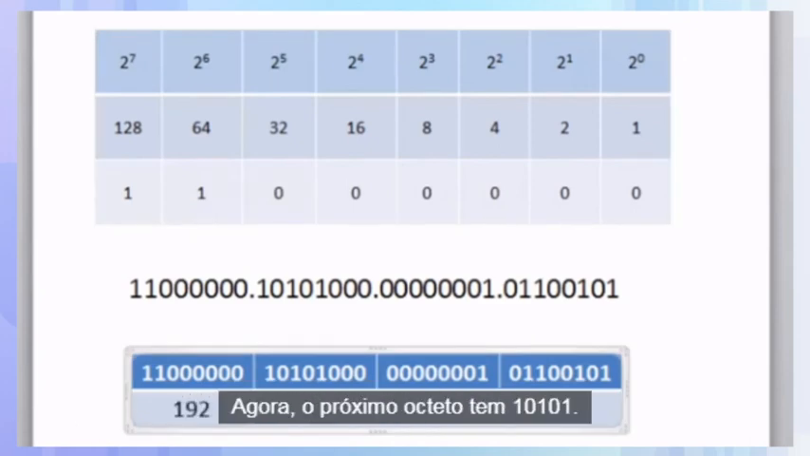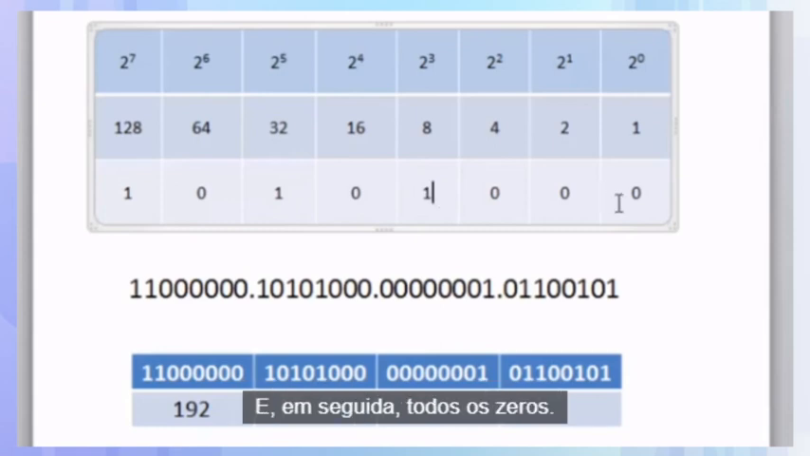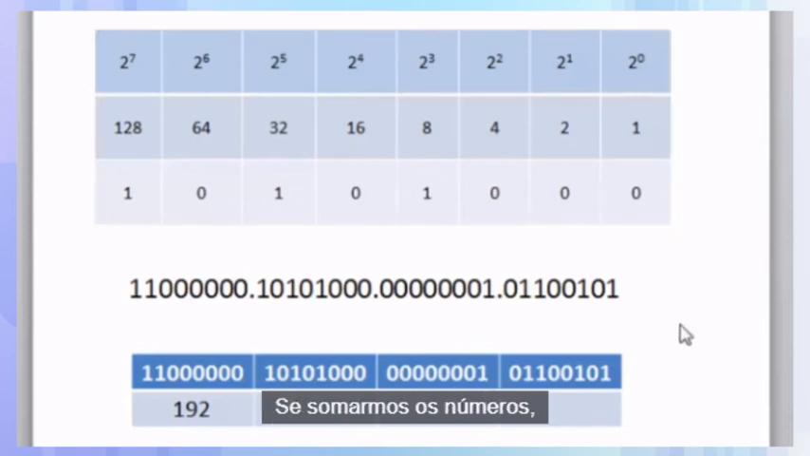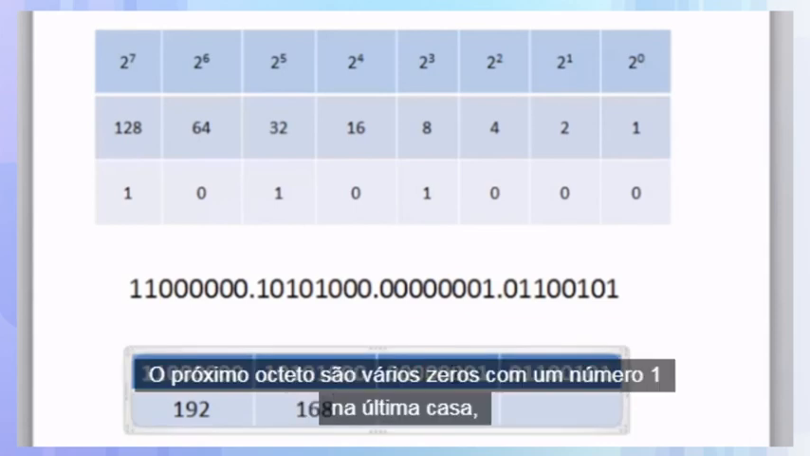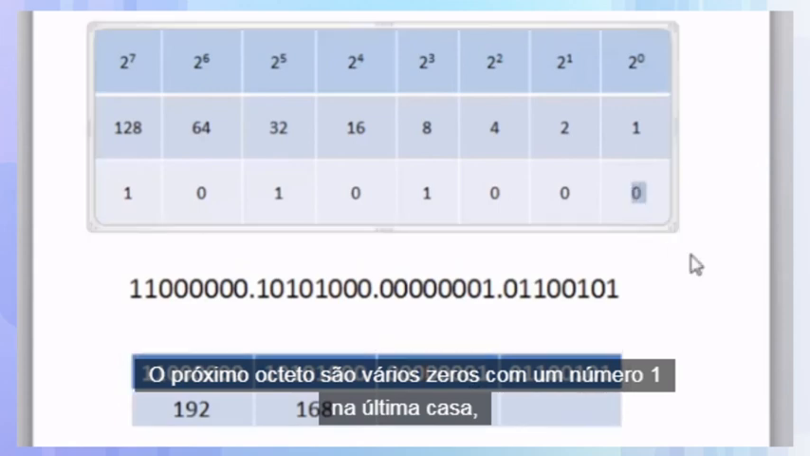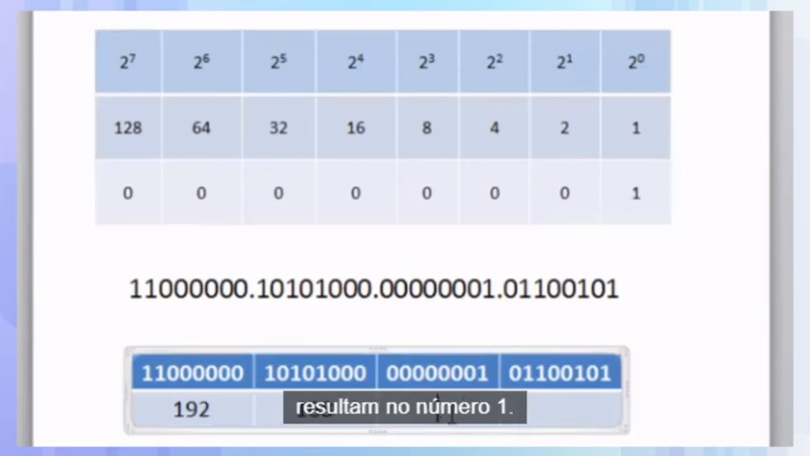Now, the next octet has 10101. Let's do that one. 0, 1, 0, 1, and then all zeros. If we count up the numbers, 128 plus 32 is 160, plus 8 is 168. The next octet is all zeros with a 1 in the last place, in the ones place. This is easy. This is the number 1. All zeros and a 1 in the ones place makes the number 1.